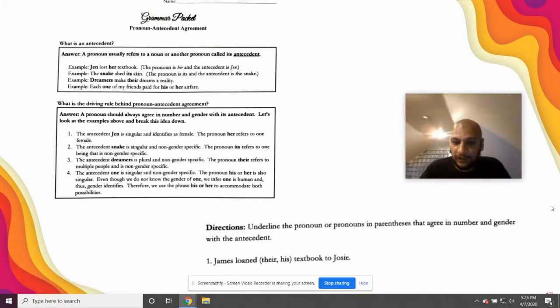Now, if you want to use their as a third person singular possessive pronoun, you can do so. So in this case, you could say James loaned their textbook to Josie. This is something that has become a lot more common in recent years. Basically, the language is changing to conform to various social movements that are going on, where there are a lot of people who prefer not to have their gender assumed.